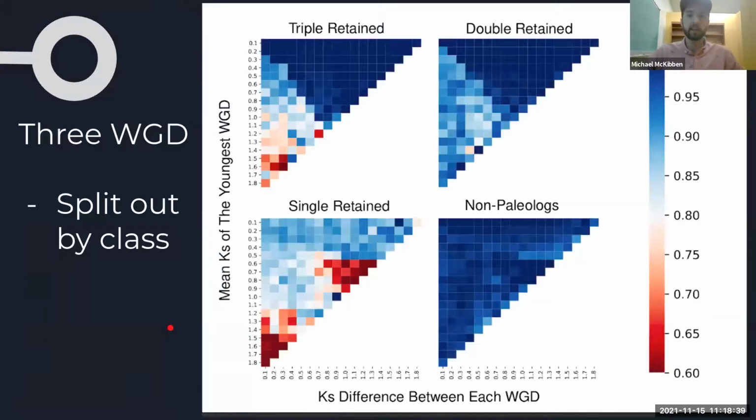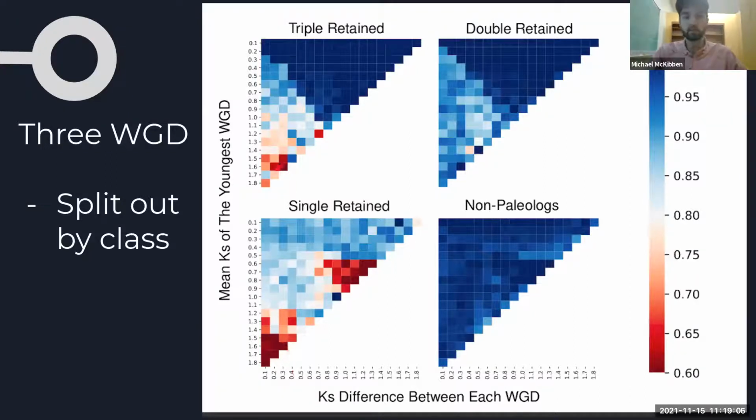To get at this, I split out all the simulations that had 3 whole genome duplications, sort of the most extreme example, and made another series of heat maps. However, this time split out by the retention status. On the y-axis, we have the mean KS of the focal WGD I was trying to predict Paleologs for. And on the x-axis, we have how far apart the next closest whole genome duplications were.